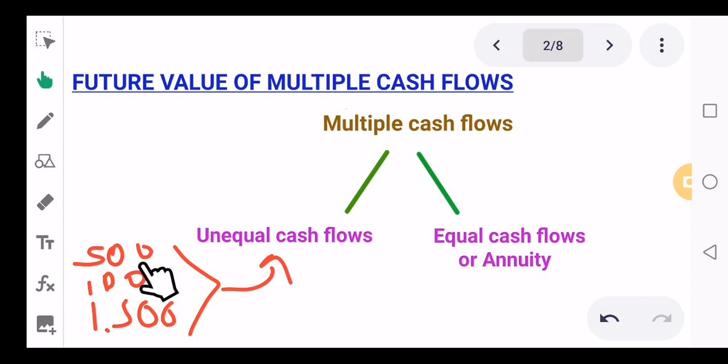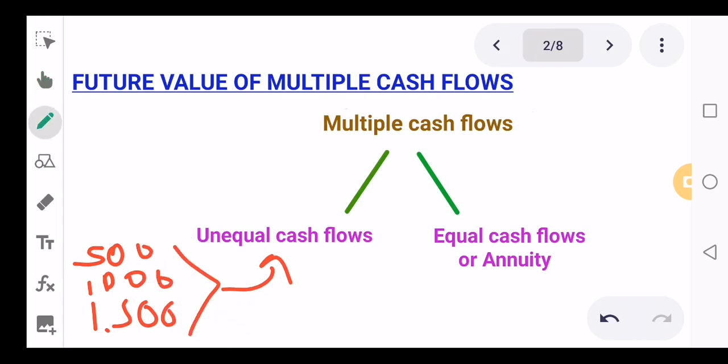In year 1 you got 500, year 2 you're getting 1000, year 3 you're getting 1500. Here the amount received each year is different. At the end of the year, you need to calculate the amount that you receive, that means the future value of the amount that you would be receiving if these are the cash flows and if these are unequal.